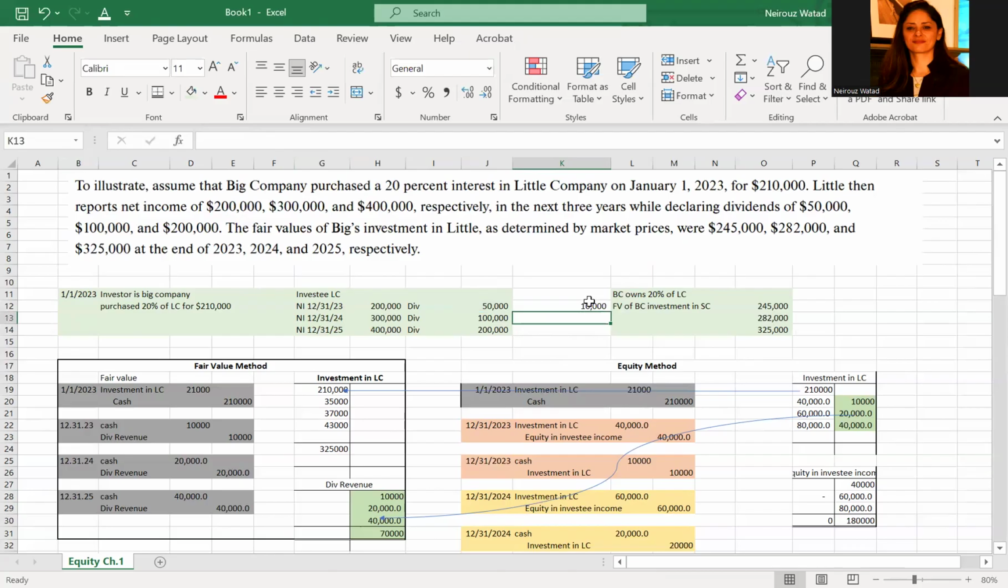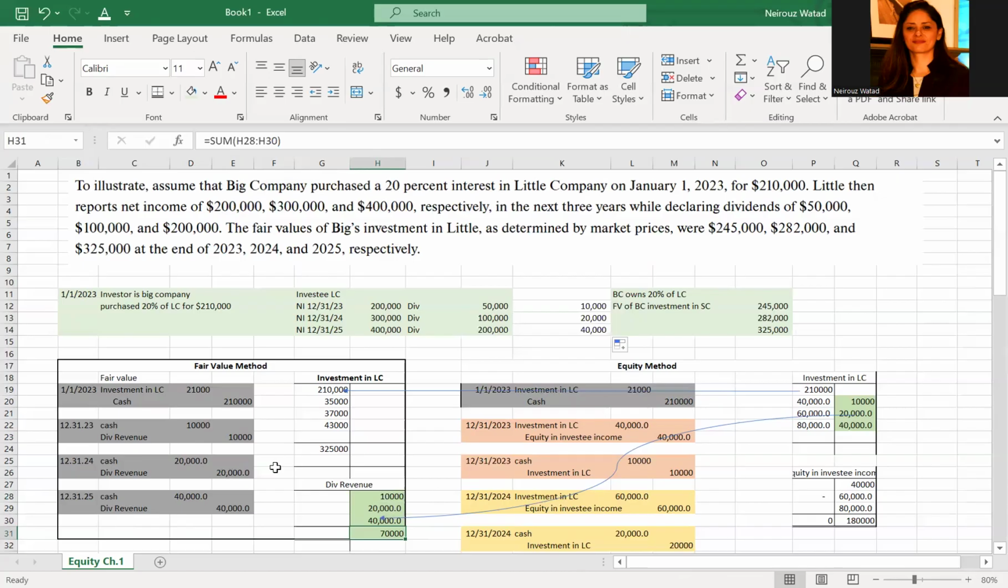Which is 10,000 in 23, and 20,000 in 24, and 40,000 in 25. So debit cash and credit dividend revenue, same thing for 24, same thing for 25. Notice that under the fair value method, dividends received is considered dividend revenue. And this is the total revenue of 70,000, okay?